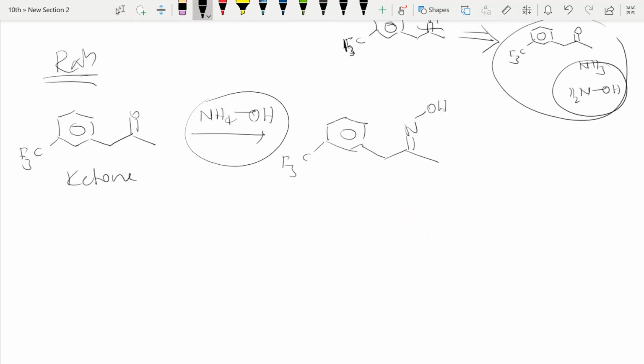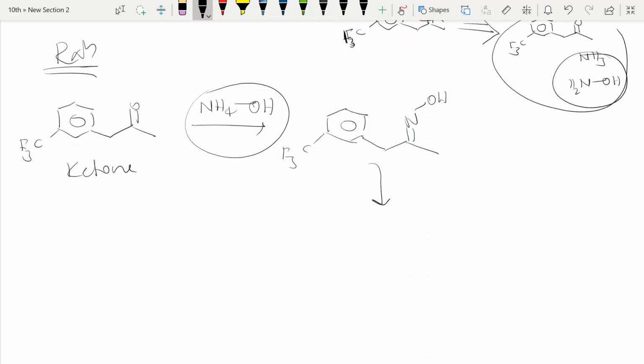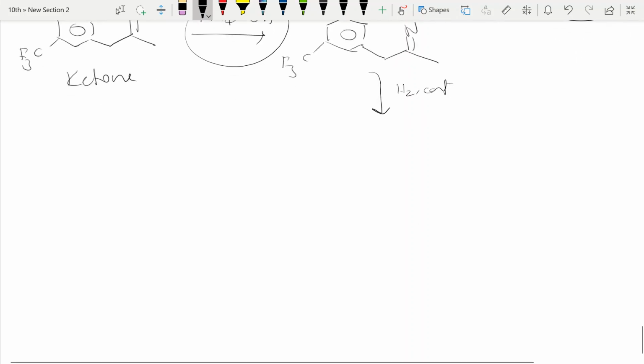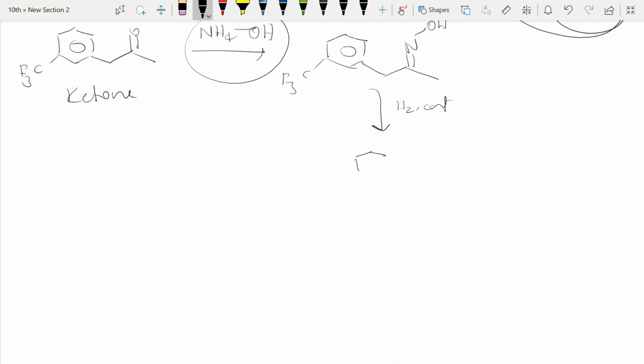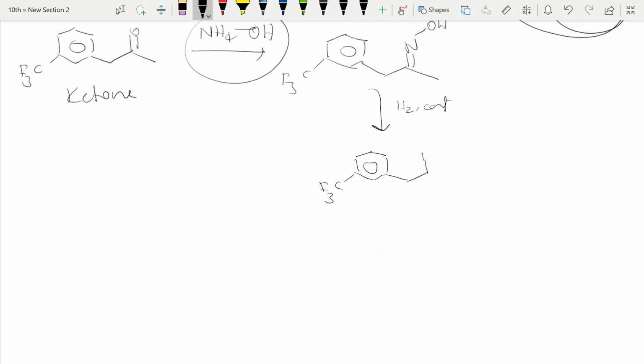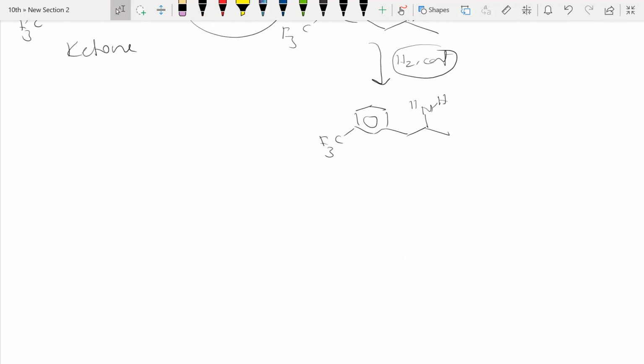Further, this is a simple reaction. So I will use a hydrogen catalyst to reduce this double bond, to convert it into a single bond. So CF3 and CH2, CNH, and OH will also be left, and you will get NH here if I use this catalyst. So you got this amine now. So this is nothing but an amine.